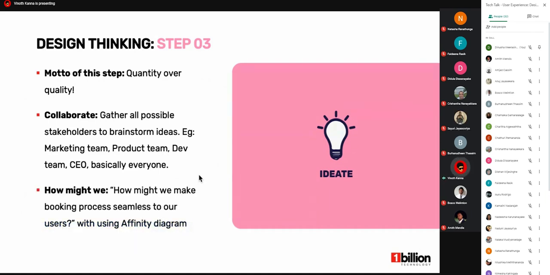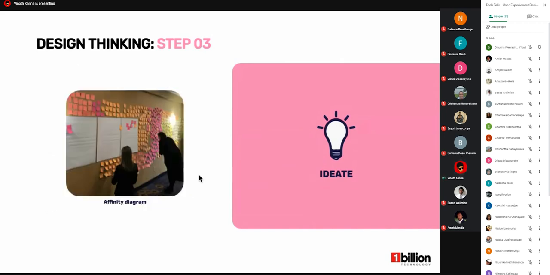We can ask how might we questions. For example, how might we make the booking process seamless for the user? This is how it's going to be in real life. All the tech giants are doing it like this. They put all the ideas on sticky notes. The orange can be maybe the booking process. All the people involved in this session will write what is the seamless booking, the possible way, right?